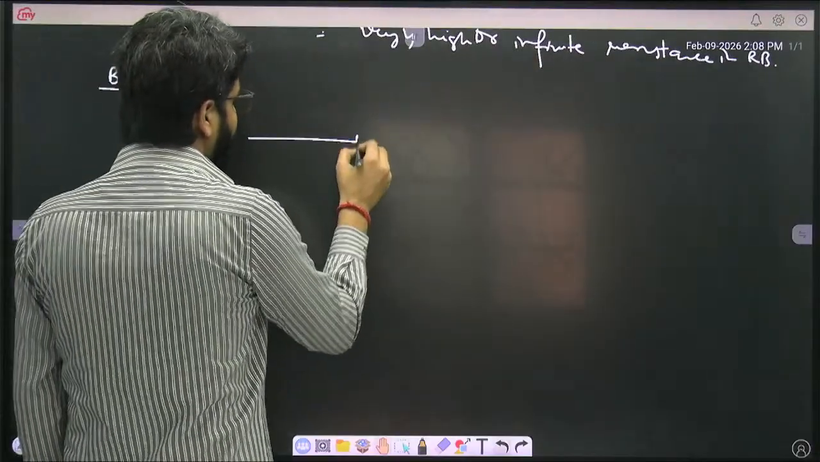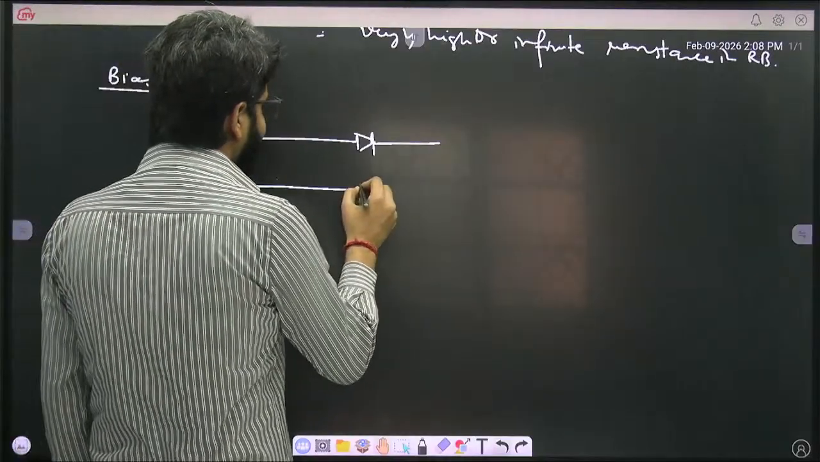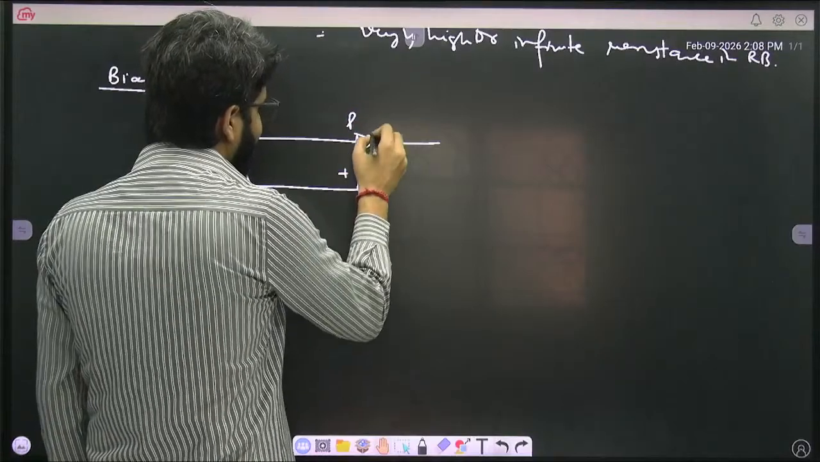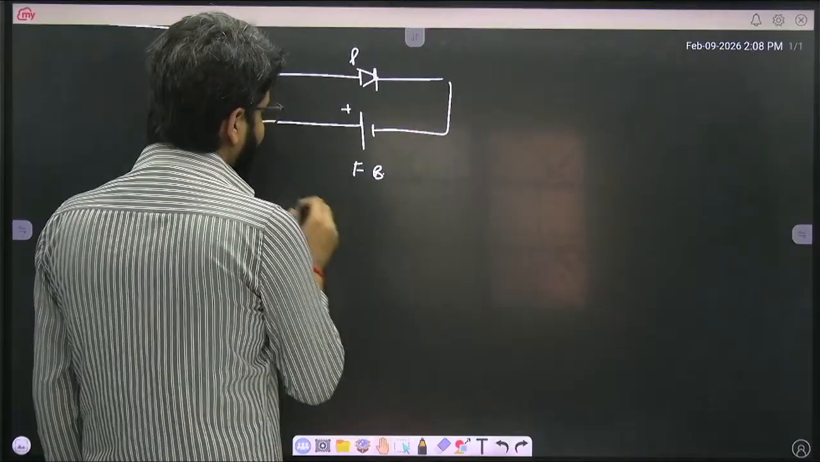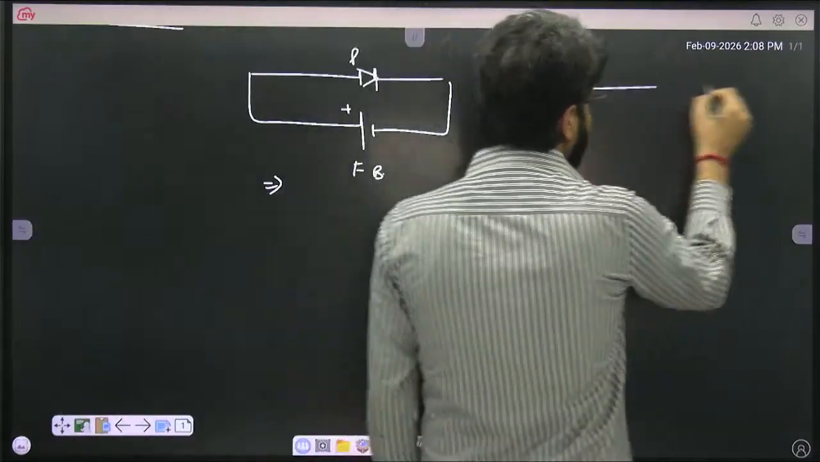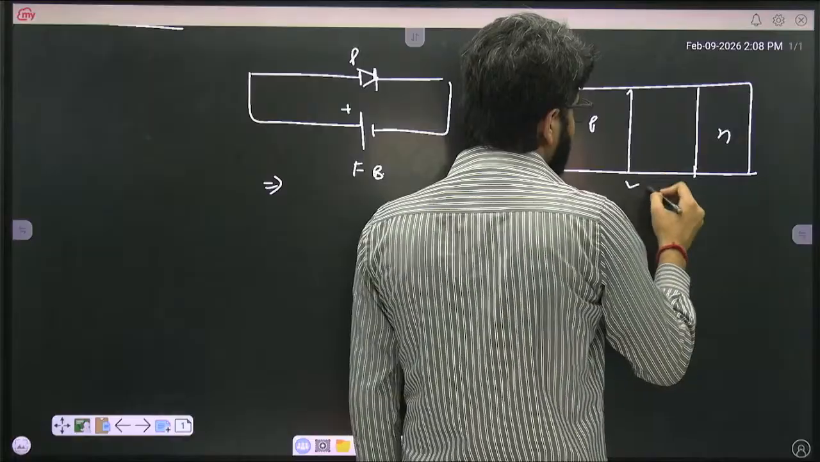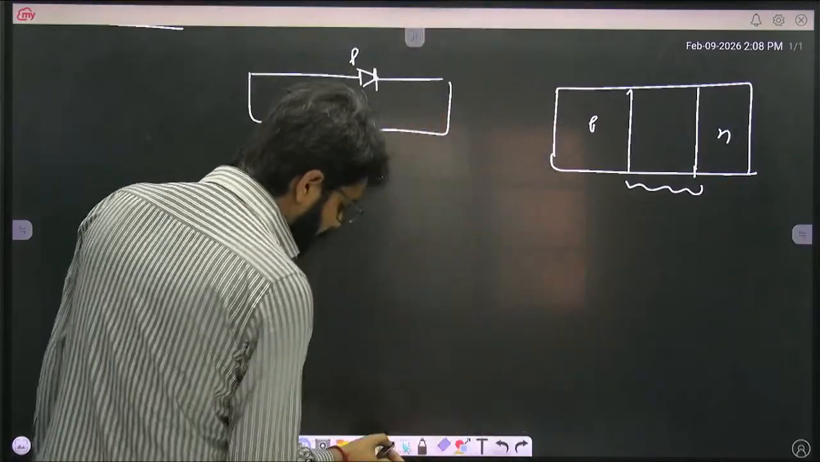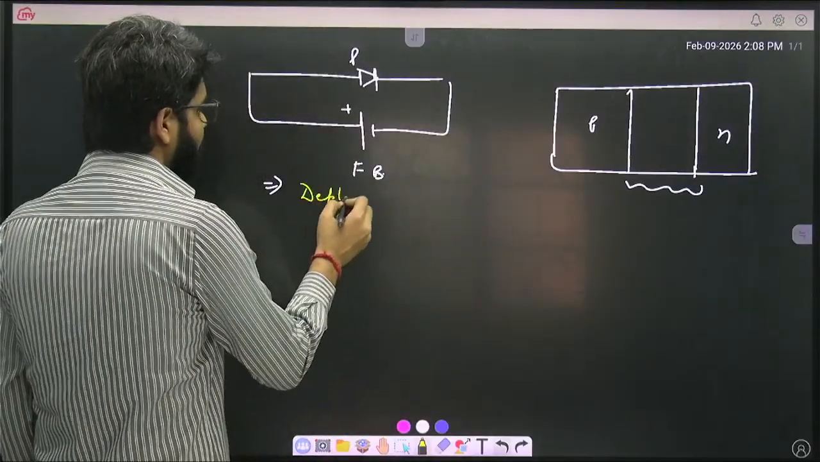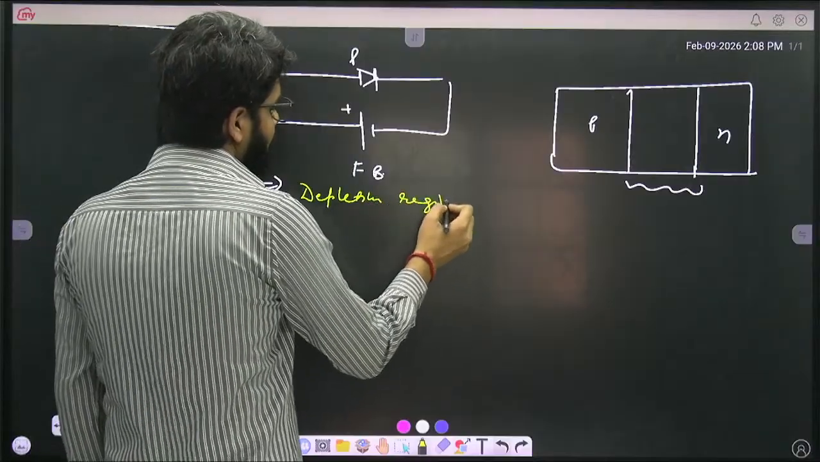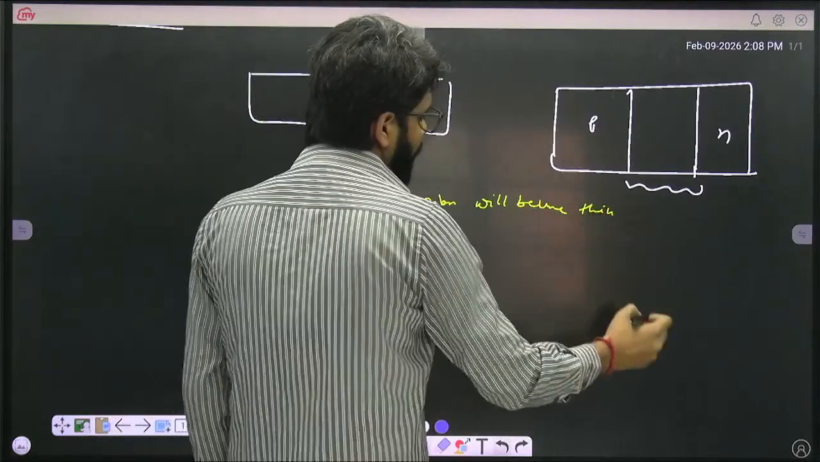Suppose we have the junction diode like this, and if we connect it with the battery, P side with the positive one and N side with the negative one, this is called FB, forward biasing. What happens in this forward biasing? When you draw this, this is your P side, this is your N side, and this is your depletion region. So what will happen? The depletion region will become thin, and the graph will be like this.